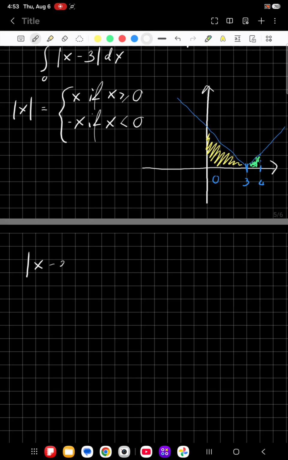x minus 3. So using this definition of absolute value, by analogy, we would write x minus 3 if that x is greater or equal than 0.